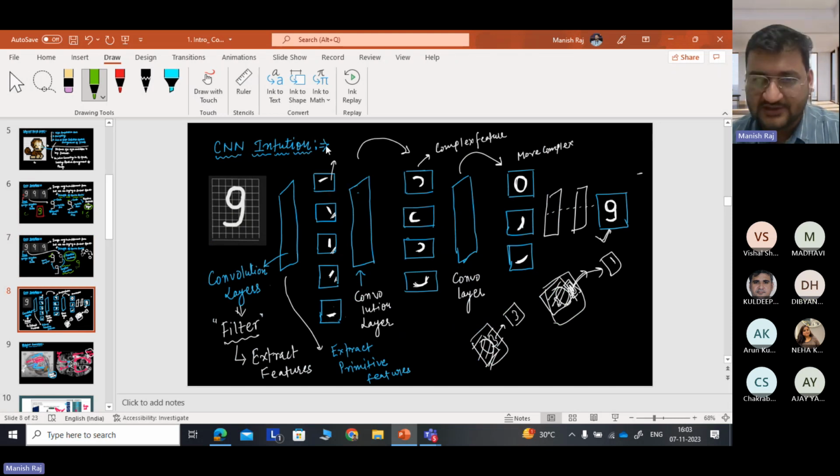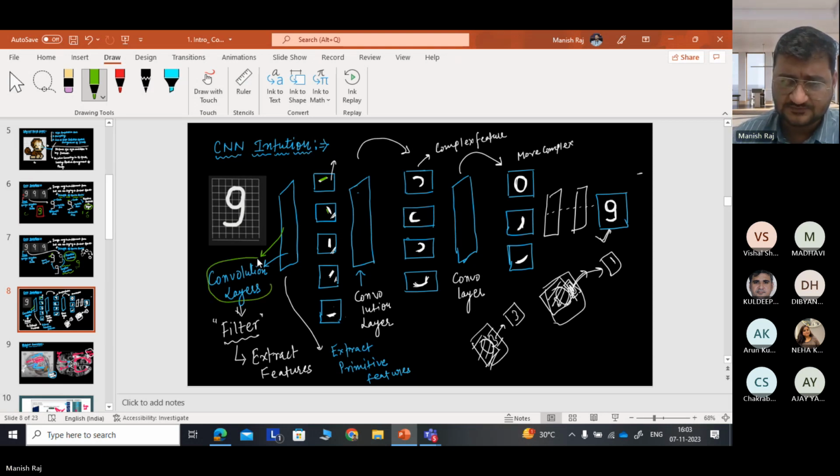So what am I doing? Try to understand again. This is 9. First, I am taking one convolution layer. I am not teaching you what the convolution is, but this is the convolution layer. Try to understand what I am telling you: in the first layer, we just try to find the edges. This is one edge, this is one edge, this is one edge. So we are trying to find the edges of this first layer.